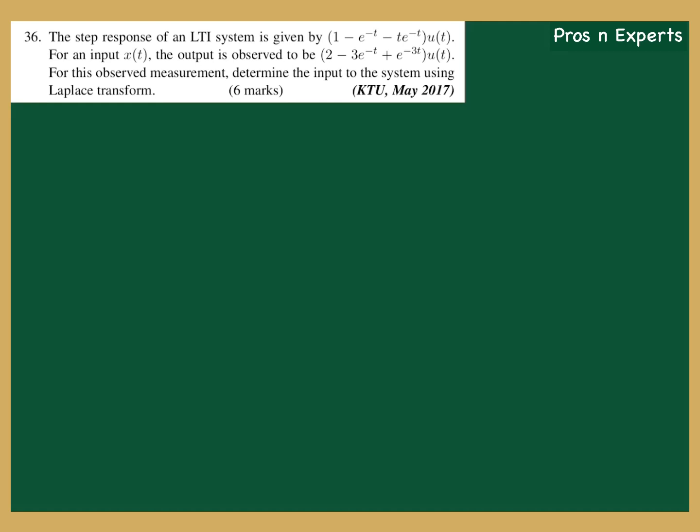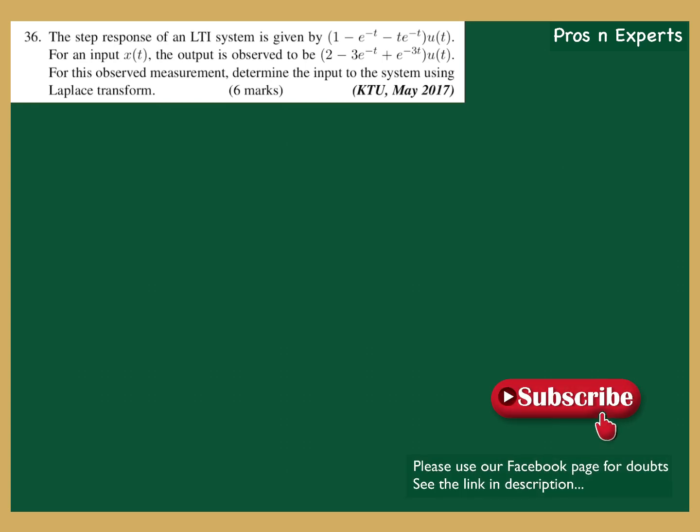The question is, the step response of an LTI system is given by (1 - e^(-t) - t e^(-t)) u(t). For an input x(t), the output is observed to be (2 - 3e^(-t) + e^(-3t)) u(t). For this observed measurement, determine the input to the system using Laplace transform.